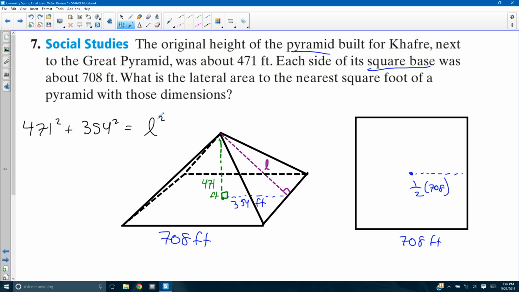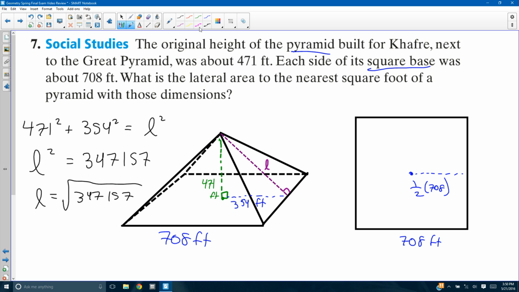471 squared is 221,841, plus 354 squared. We're going to get L squared as 347,157. Take the square root of both sides. L is 589.2003055. Basically, not a whole number. So what is it really? It's really the square root of 347,157.